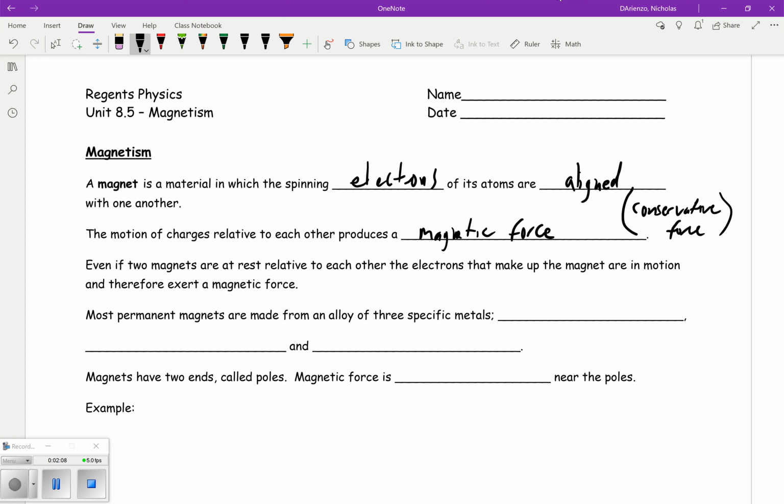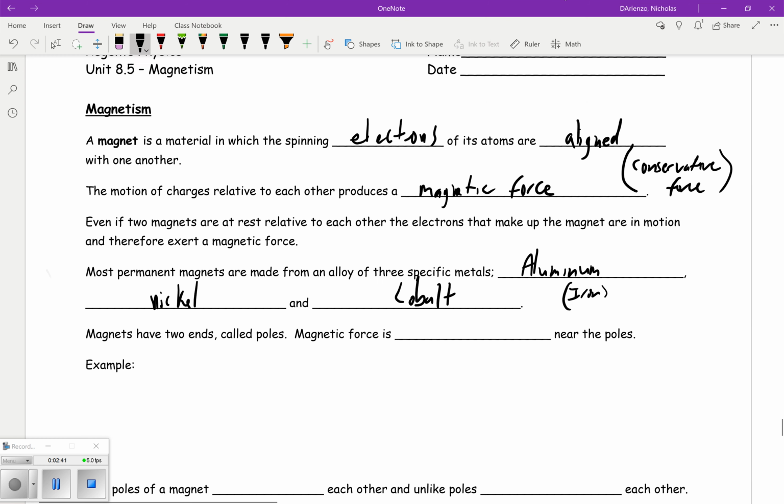Now, there's only certain substances that can make up a magnet, and most permanent magnets are made from an alloy of three specific metals. Those three are aluminum, nickel, and cobalt. That's just going to make up most magnets. One that's not listed on here is iron. Iron-containing substances can be magnetic as well.